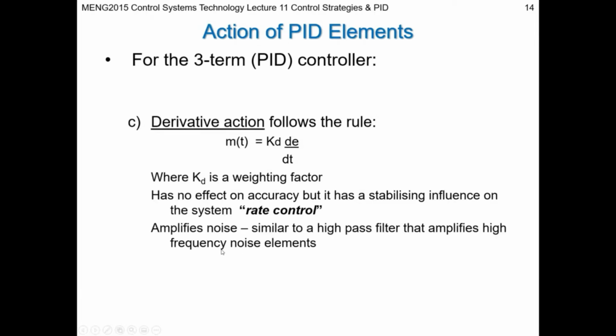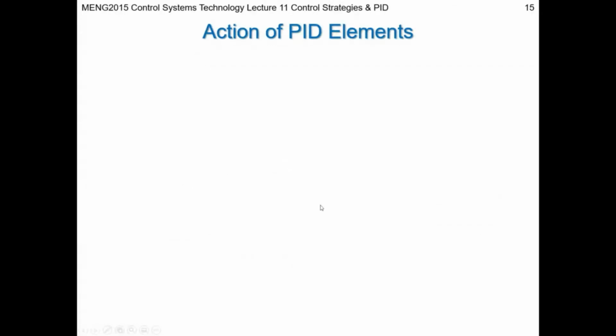The problem with the derivative action is it can actually amplify noise. If you have a noisy error signal, due to a system which is mechanically vibrating or some noise on your electrical system, then it could be that this actually amplifies that and makes it much worse, because the noise would typically have a very high rate of change, and that would be detected by this derivative action and amplified. So that's a concern and something you have to be conscious of with derivative action.